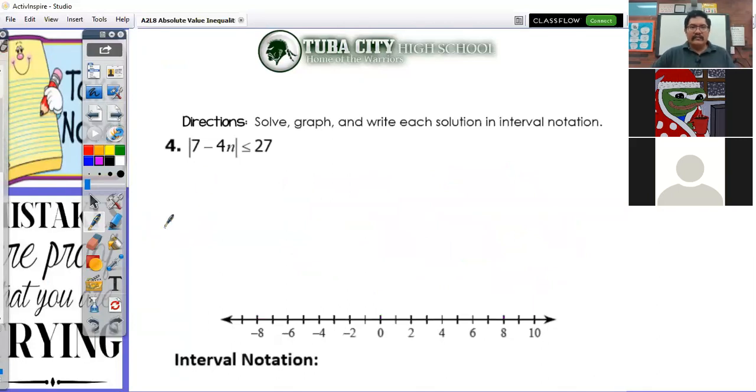Let's go ahead and move to the next one. Okay, and again, create 2 cases. So keep it, everything stays the same.